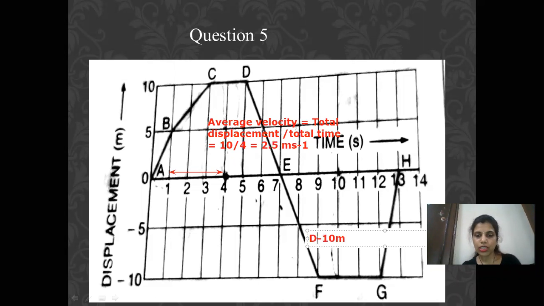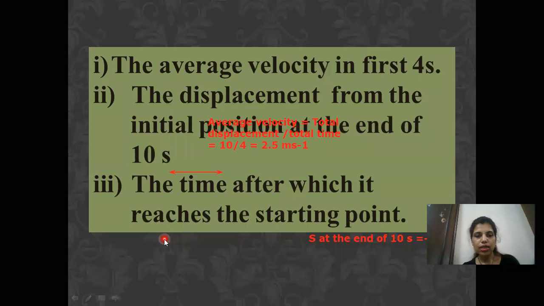Displacement is denoted with the letter S, so I'll denote it with letter S. S at the end of 10 seconds is equal to minus 10 meter. So I hope, children, till here it's clear. Now we go to the next question. Let's see what they have asked.